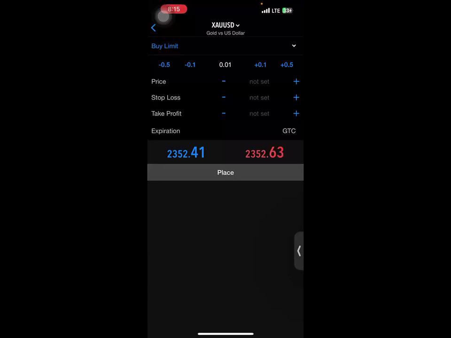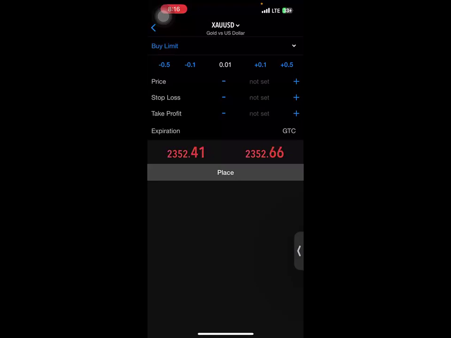So can everybody tell me what is different here? What is different between the instant and the buy limits? What can you see that is different? Thank you. I get to set the price, right? This one has the price.